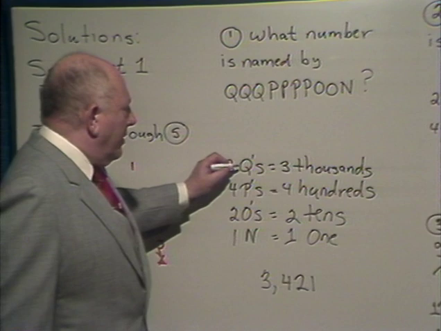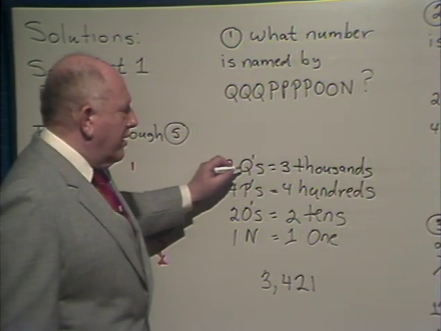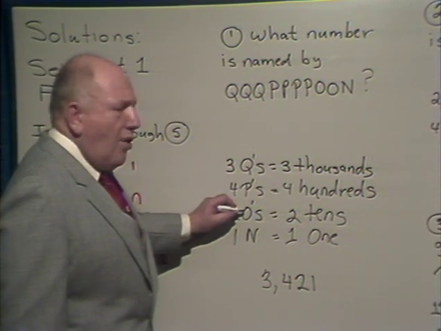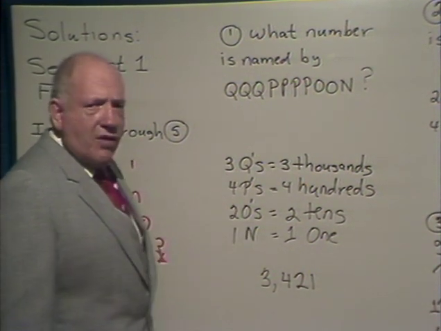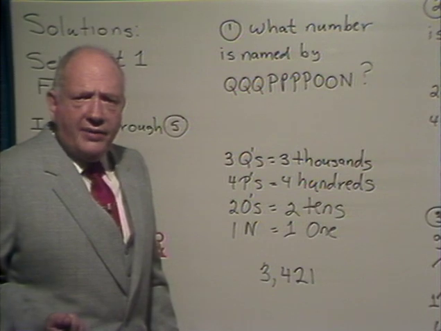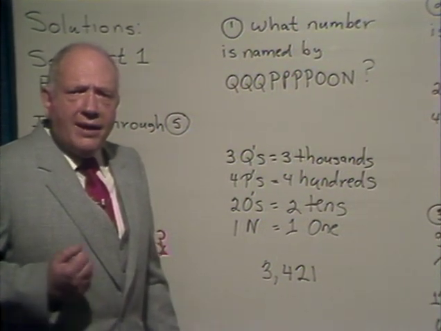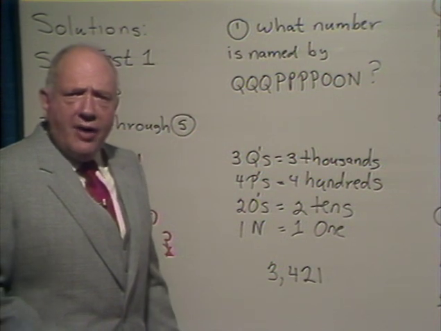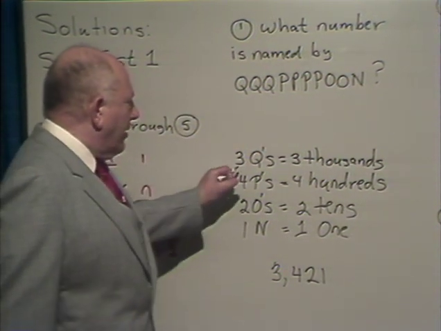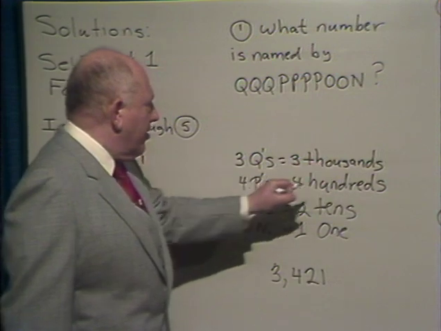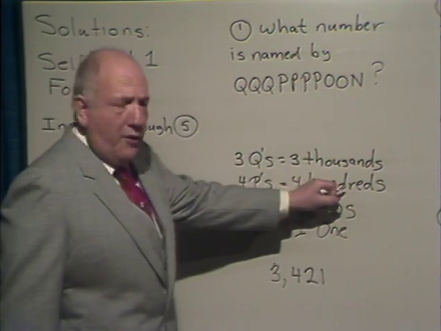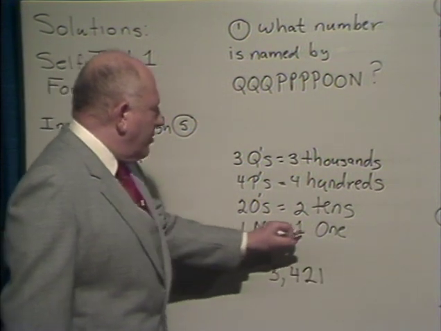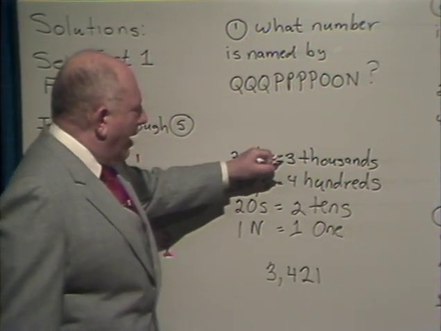Now you have to remember what these nouns represent. Q stands for 1,000, P stands for 100, O stands for 10, and N stands for 1. Is there any logic behind that? No. That's what we mean by an arbitrary or an artificial language. Symbols are made up, and you just accept them. So we have what? 3 Q's, which mean 3,000s, 4 P's, which stands for 400s, 2 O's, which stands for 2 10s, 1 N, which stands for a 1. So we have what?